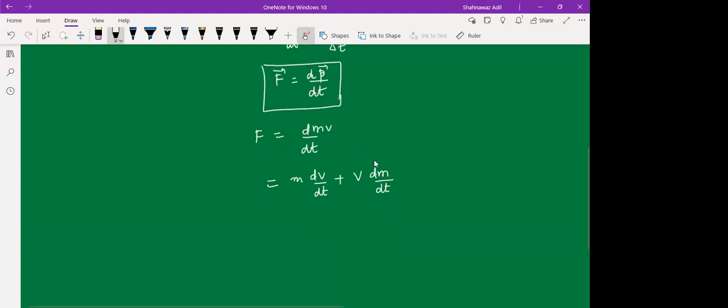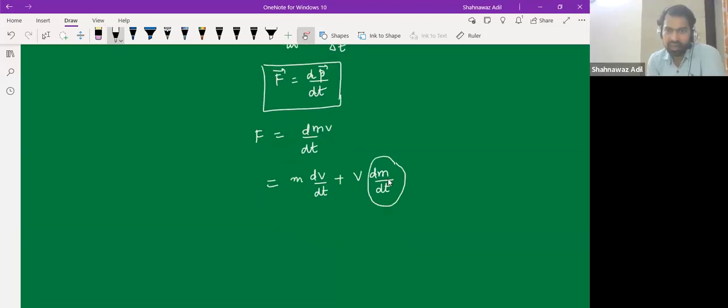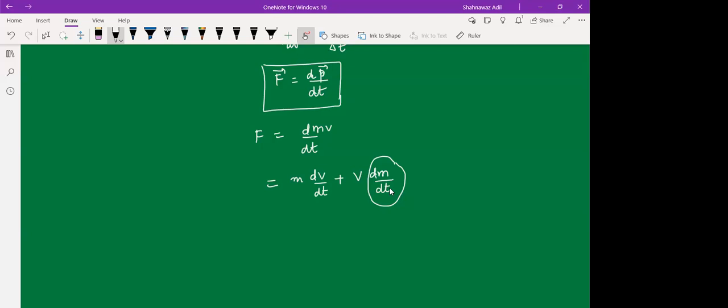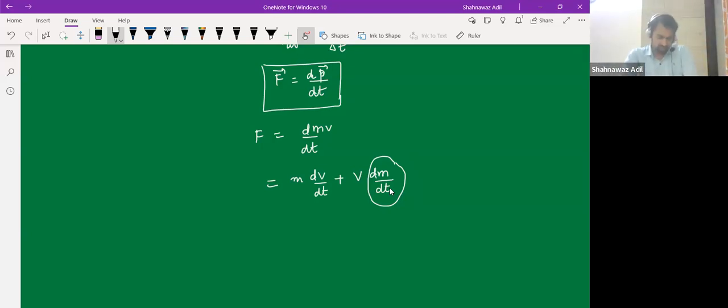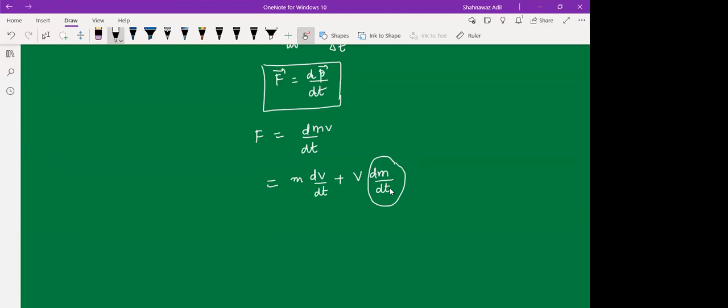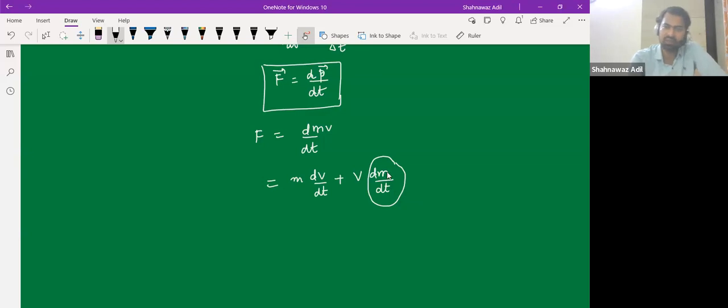So what is this term telling? That your mass is changing with respect to time. Does this happen in a general scenario? Does the mass change over time? Let's say you have a 2 kg object and that object is moving with some velocity. Will the mass of that 2 kg object change? Will it become 3 kg or 1 kg? No, sir. So which means that this is constant.